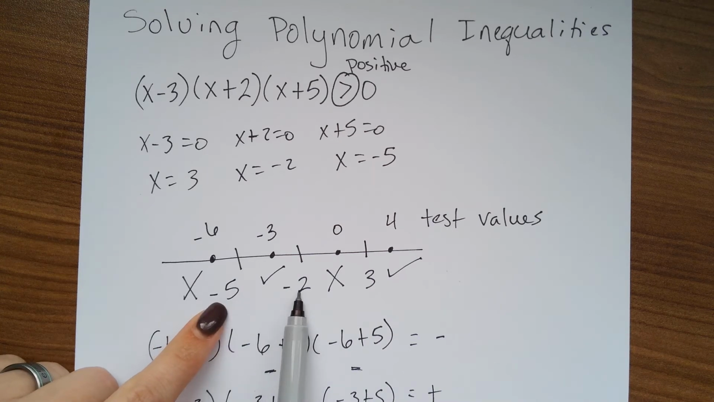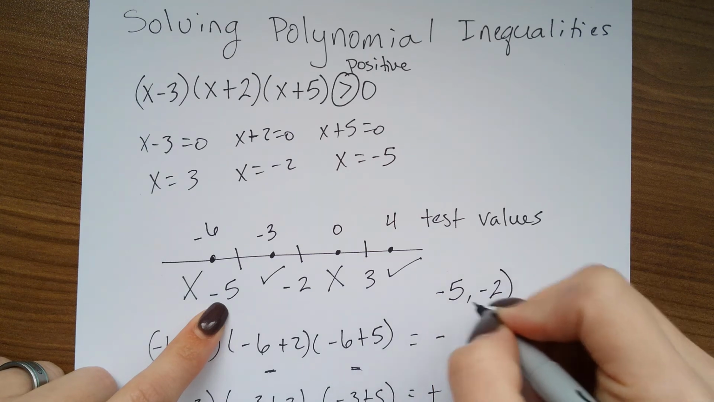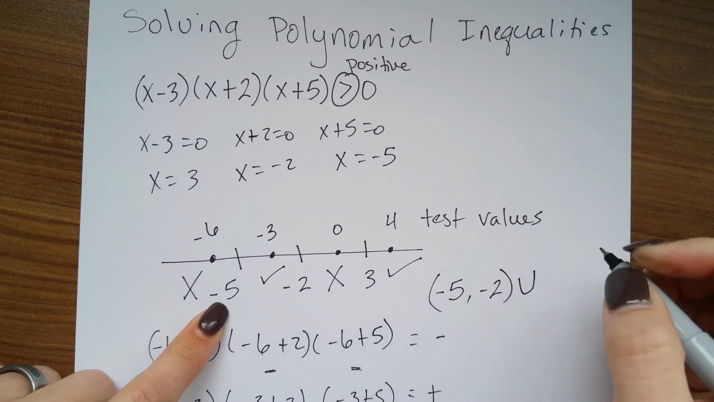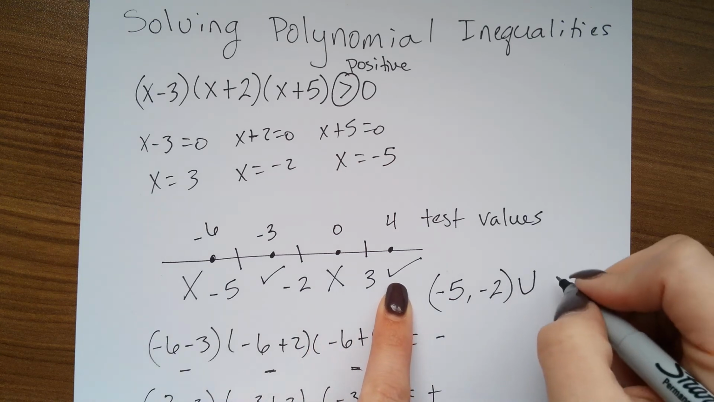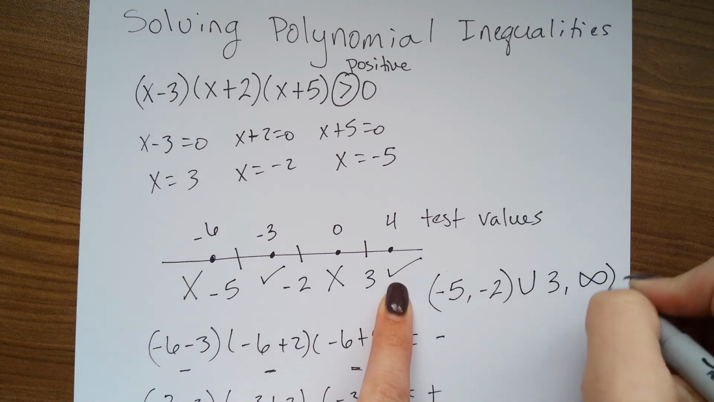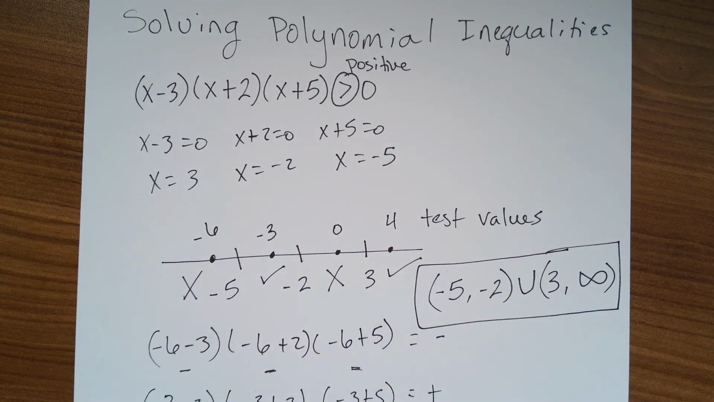So from negative 5 to negative 2, I have negative 5, negative 2, both in parentheses, union, not negative 2 to 3, but greater than 3. So 3 to infinity. There we go. There's my solution.